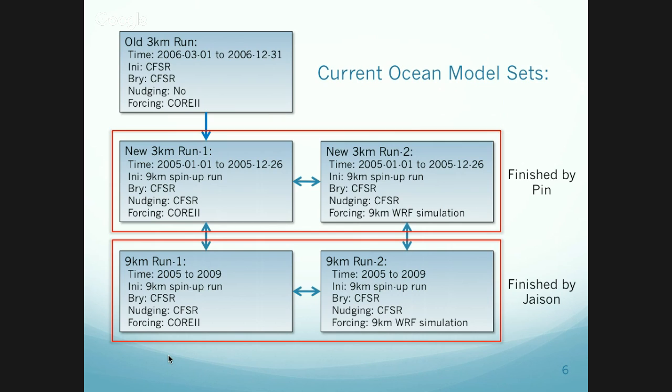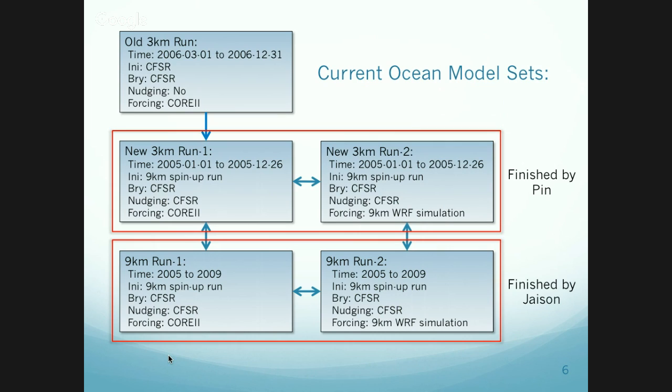Now, I don't know what this CORE2 is, but what is the forcing? So it's basically atmospheric forcing. Is it just wind? No, not just wind. It's wind and shortwave and longwave radiations and all the atmospheric forcing.